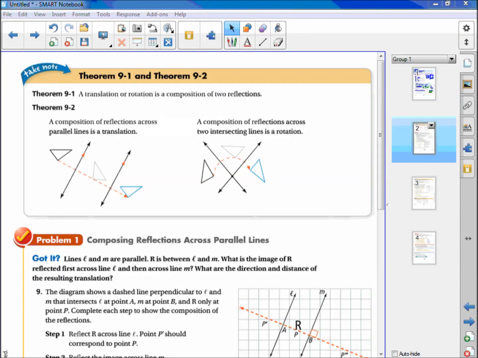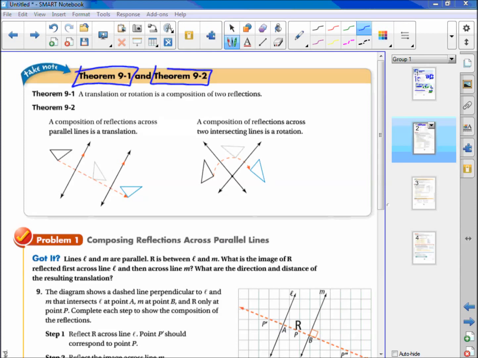Okay, at the top of page 2, we have two theorems here. We have theorem 9-1 and theorem 9-2. Now, they kind of go together though. So theorem 9-1 says a translation or rotation is a composition of two reflections. So what it's saying in this one is that we don't actually need translations or rotations at all. Any translation or rotation we want to do, we can accomplish by just using reflections. Okay. All right, so then theorem 9-2 explains how that works.